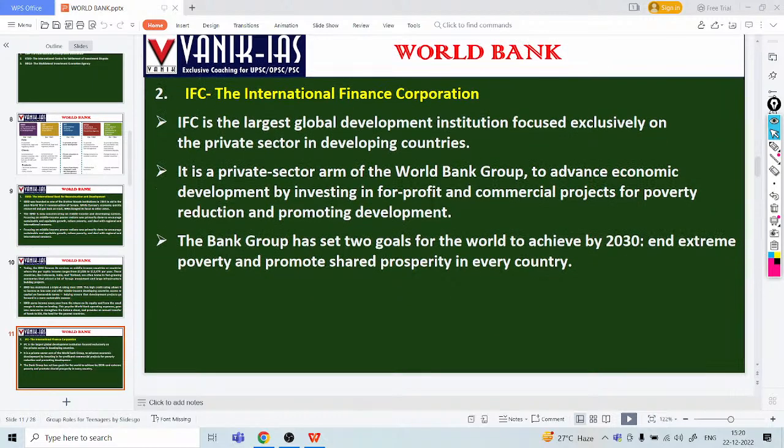IFC is the largest global development institution focused exclusively on the private sector in developing countries. It is the private sector arm of the World Bank, advancing economic development by investing in for-profit and commercial projects for poverty reduction and promoting development. The Bank Group has set two goals for the world to achieve by 2030: end extreme poverty and promote shared prosperity in every country.